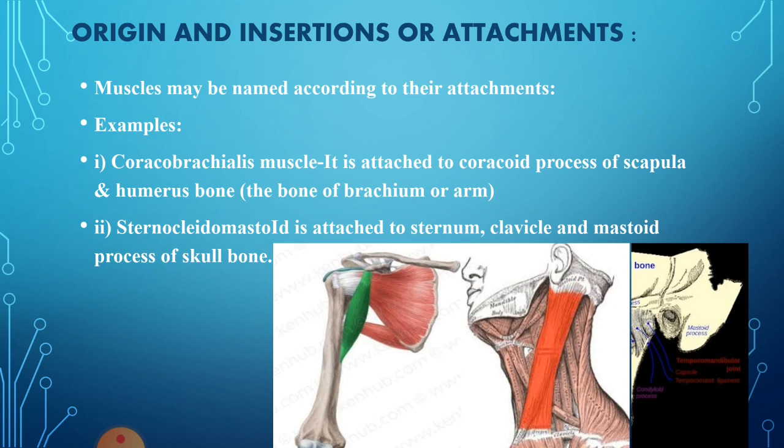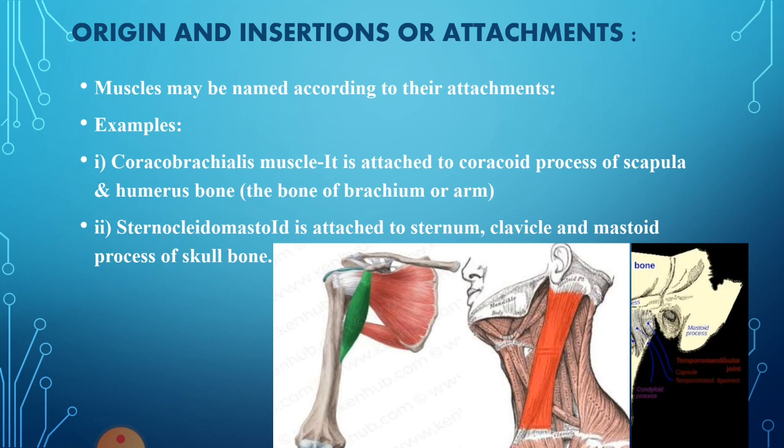The next criteria that we use to name our skeletal muscles is origin and insertion, or attachments. So according to the attachments, we have two examples here. Coracobrachialis muscle, that is attached to the coracoid process of the scapula and gives its insertion to the humerus bone. The second example is sternocleidomastoid muscle.